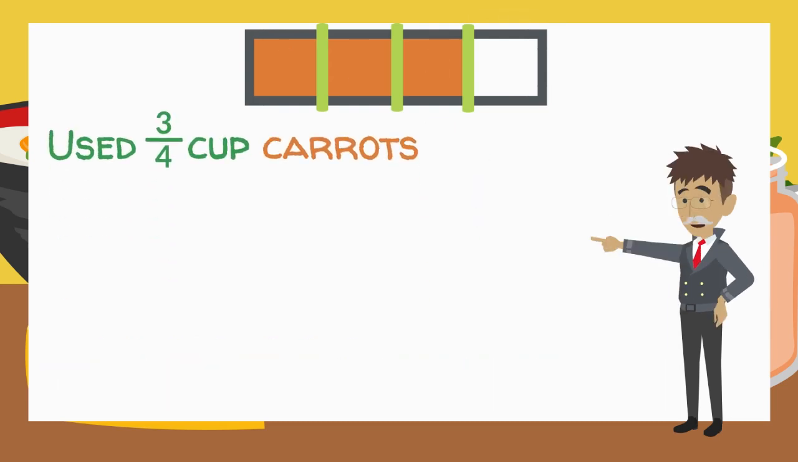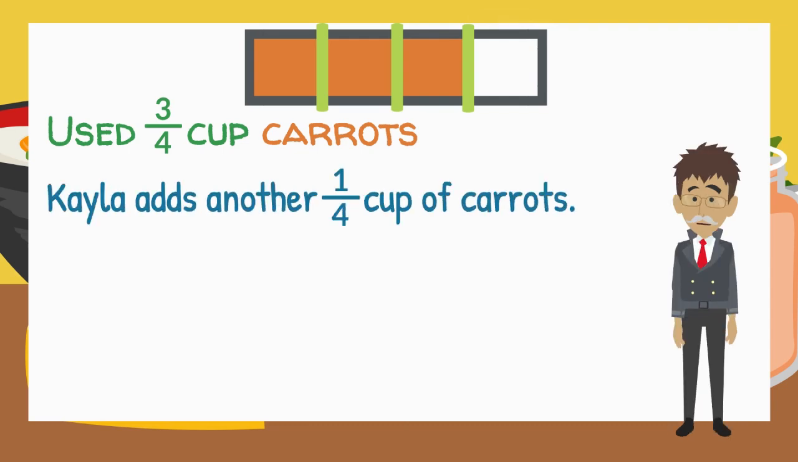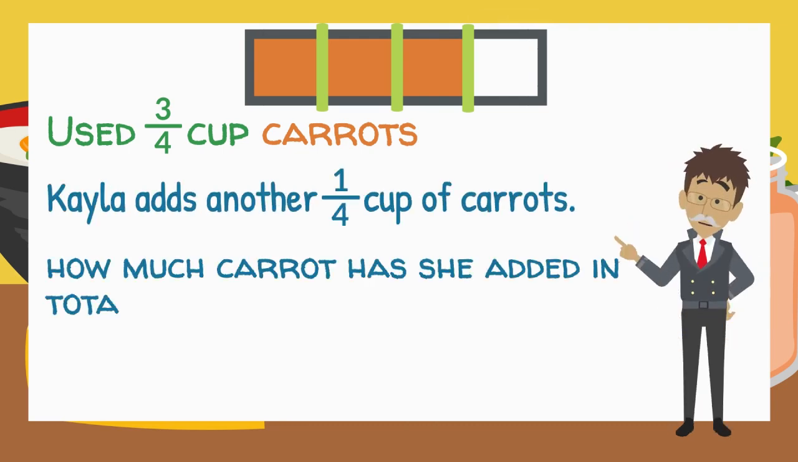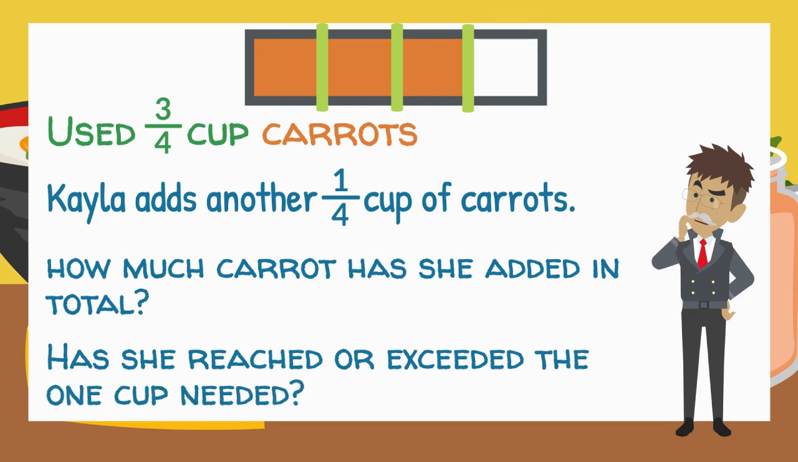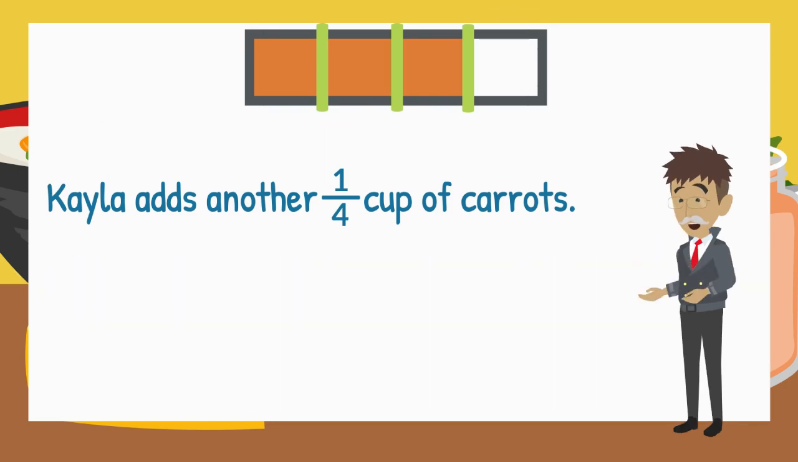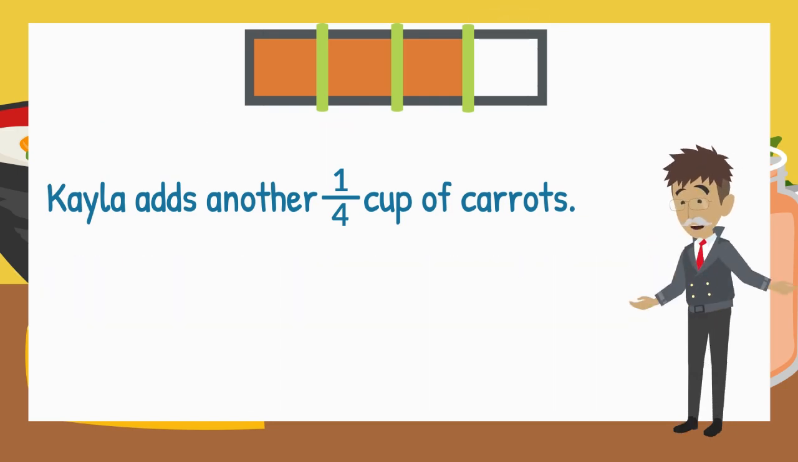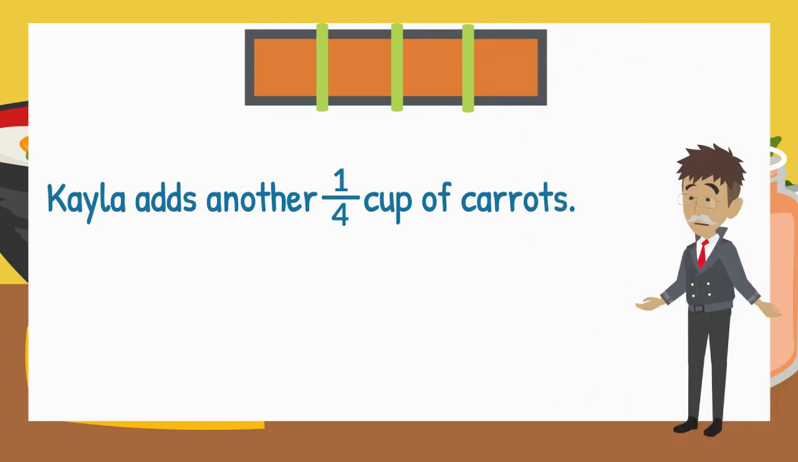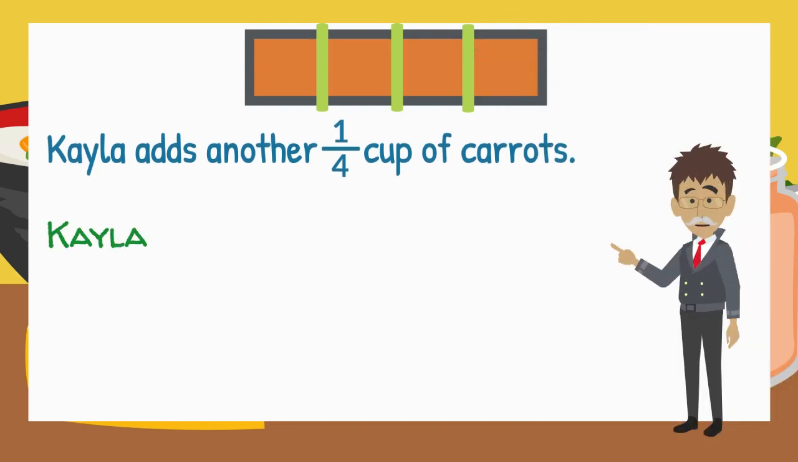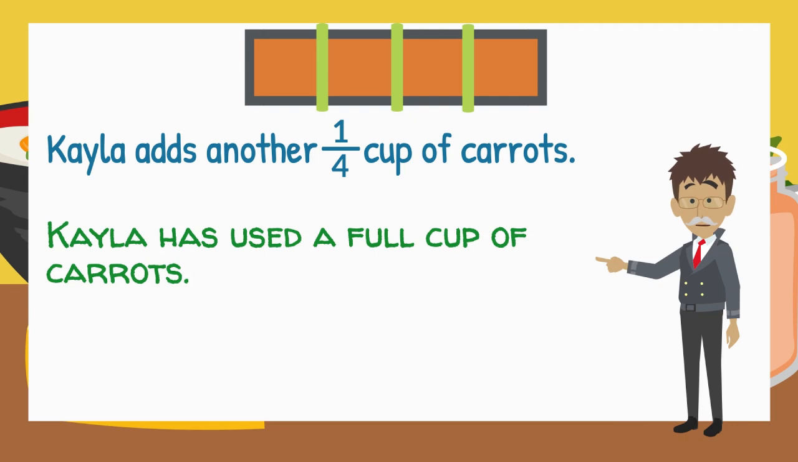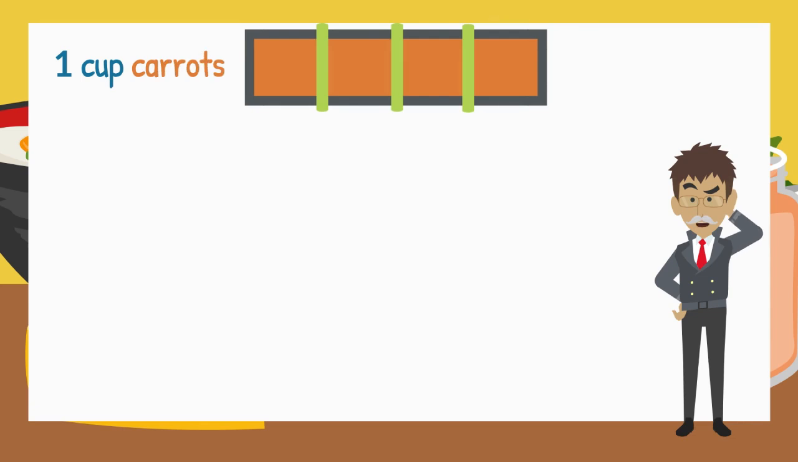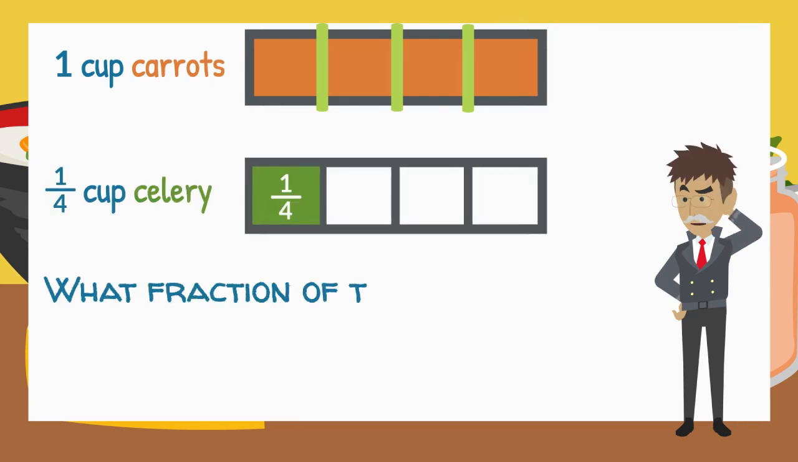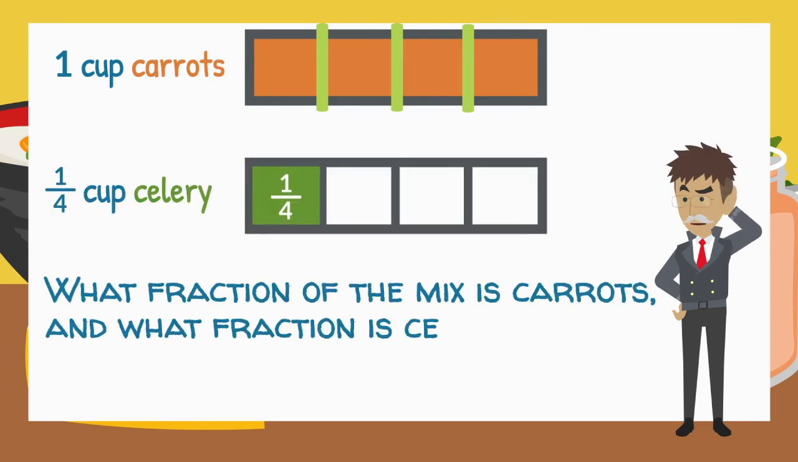Suppose she adds another 1/4 cup of carrots. Now, how much carrot has she added in total? Has she reached or exceeded the 1 cup needed? Using the previous diagram, we shade in another piece of size 1/4. The diagram now shows she has used a full cup of carrots. She has reached the amount she needed for her recipe. If she mixed the chopped carrots and celery together, what fraction of the mix is carrots and what fraction is celery?